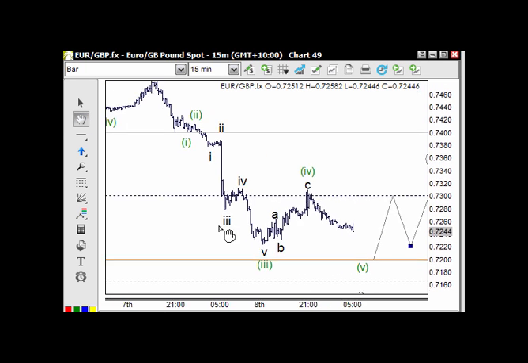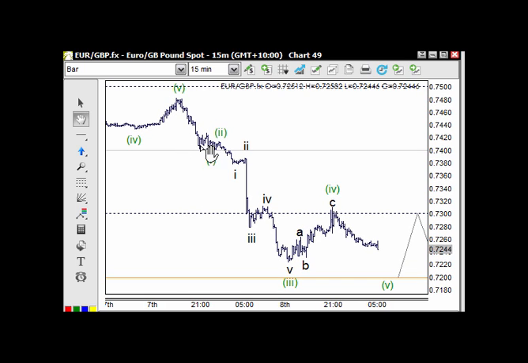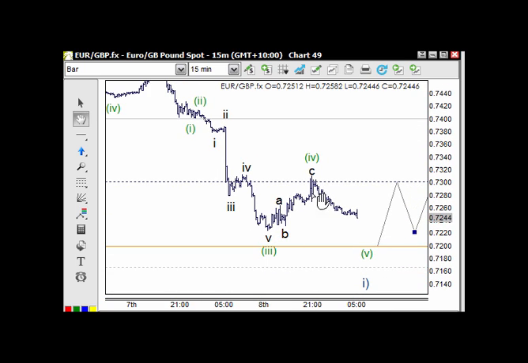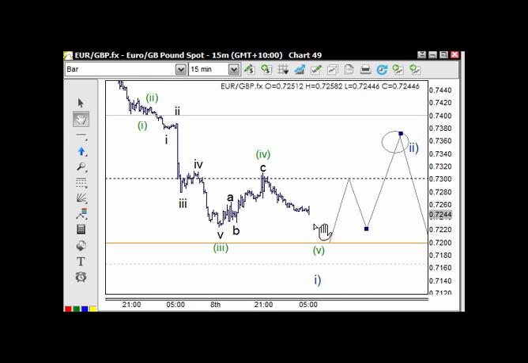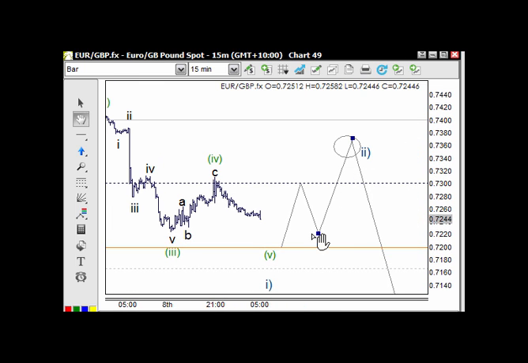Drilling in here a little bit, this is how I first label it: wave 1 and 2 to here, and then 1, 2, 3, 4, 5 for the 3rd wave here, 4th wave pulling back to the 4th wave of one lesser degree, and then the 5th wave here. So if this market comes down to the 72 here and then starts bouncing, then we should try and work through that bounce as wave 2.